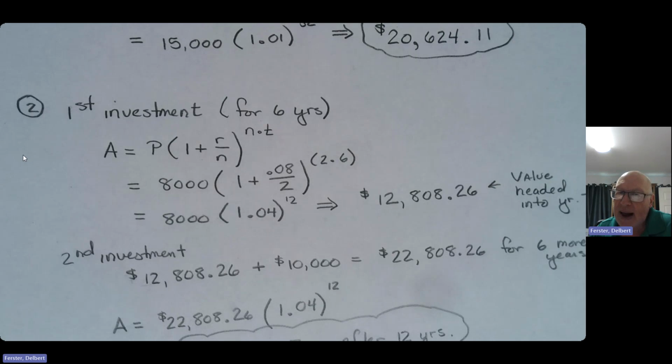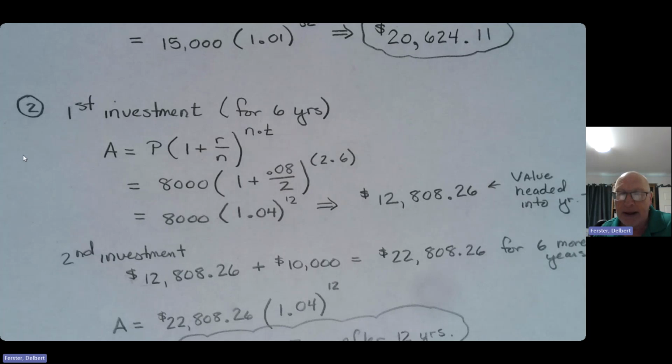So straight plug in 8,000 for P, 0.08 for R. As mentioned, semi-annually makes n 2. The power then is 2 times 6 for 12. Grab your calculator and you'll realize that at the end of 6 years, the $8,000 investment is now worth $12,808.26. What's going to happen is you're going to add money to that. So you're going to take the $12,808.26 and add to it a $10,000 second investment.